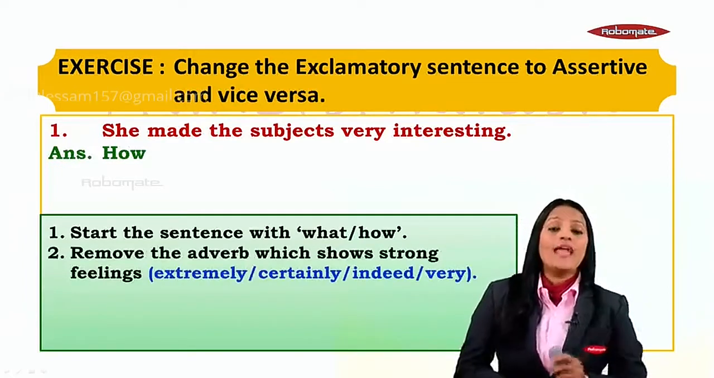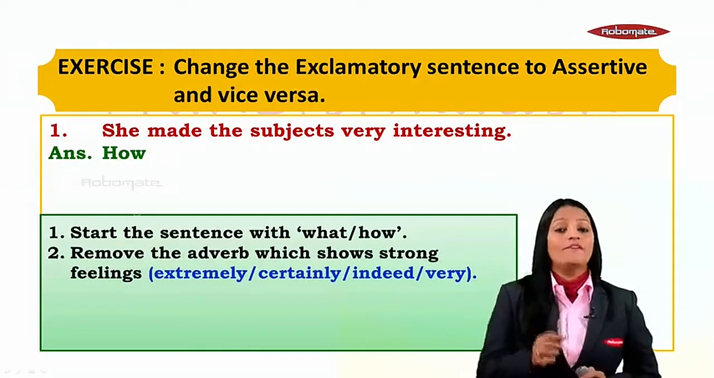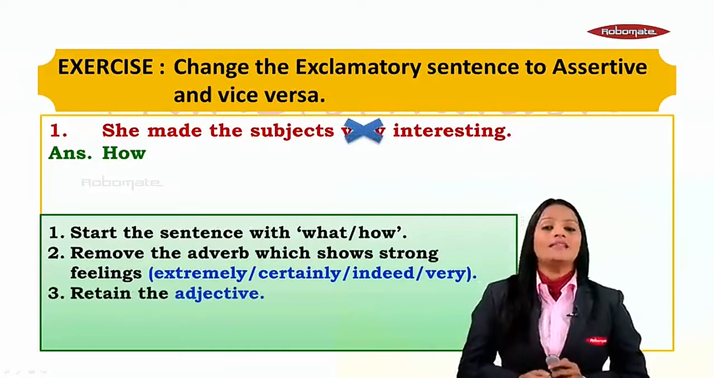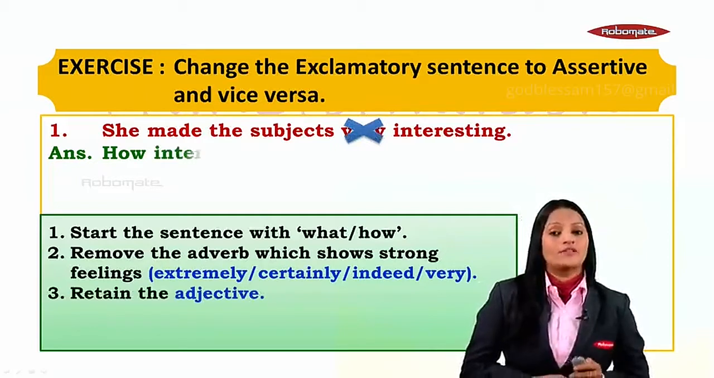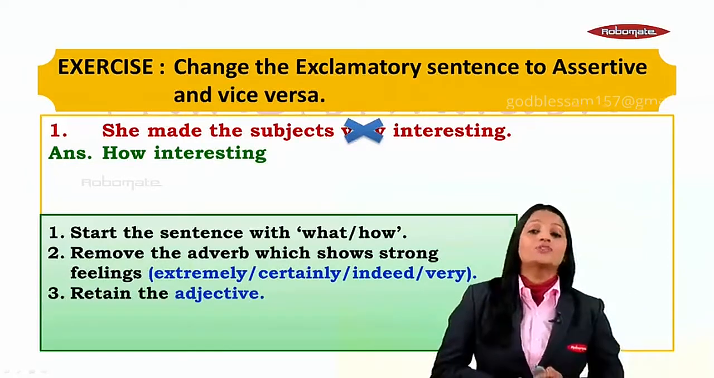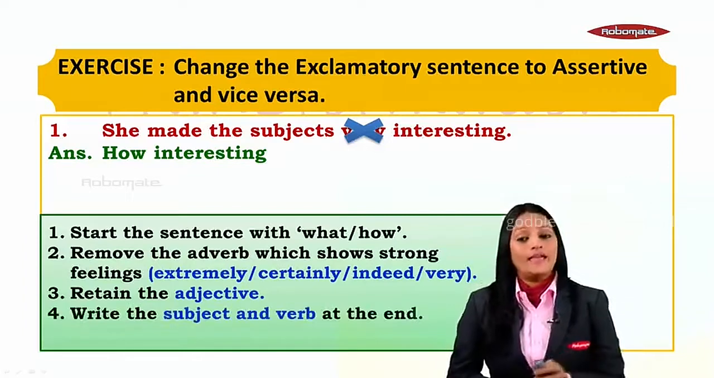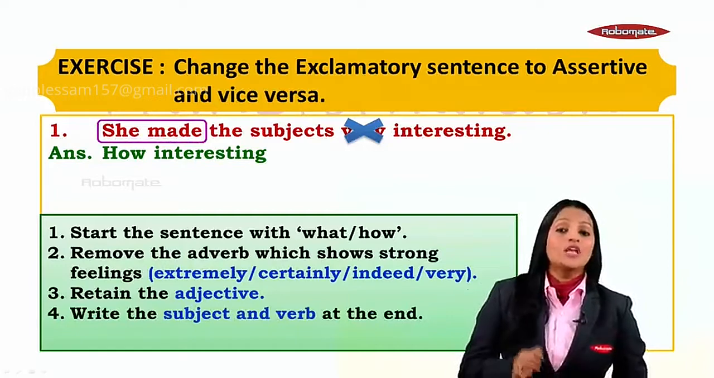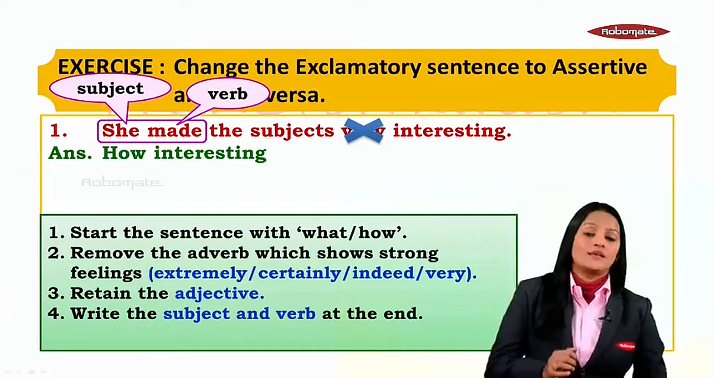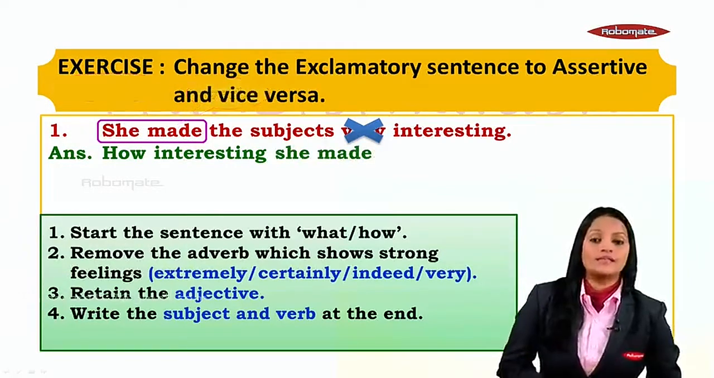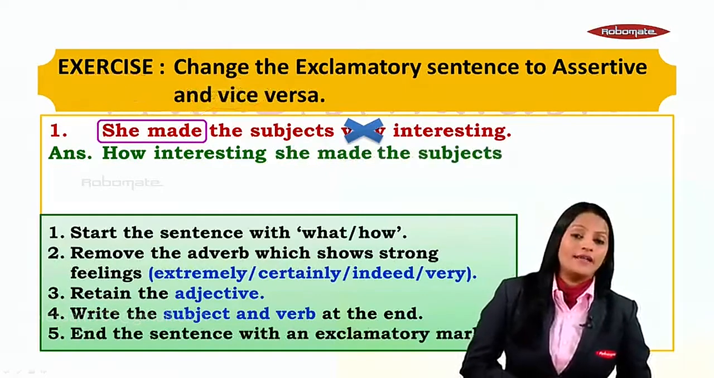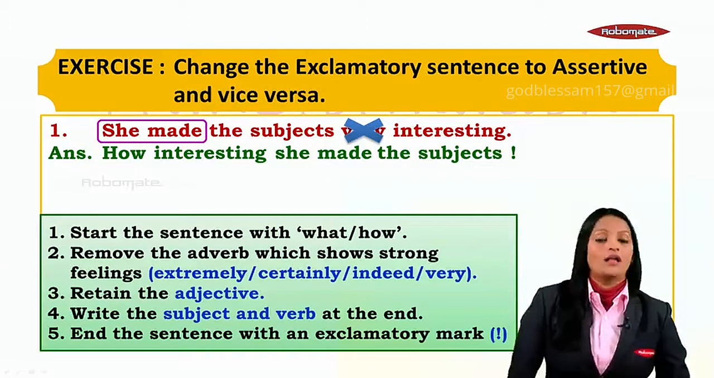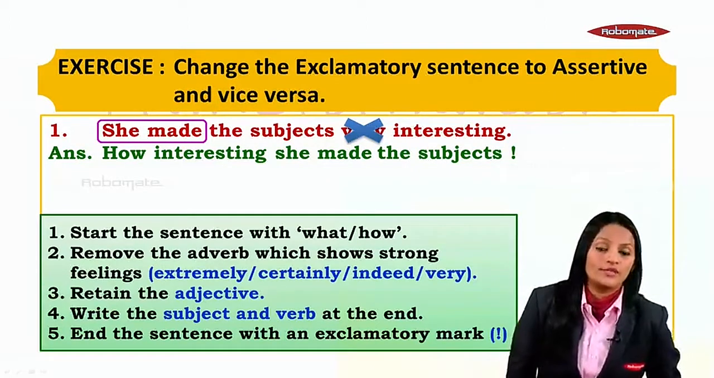Next, remove the adverb which is given in the sentence. "Very interesting." So we remove the "very." Now, retain the adjective. So, "interesting" is the adjective. Bring it down as it is. So, "how interesting." Then we add the subject and the verb at the end. So, "how interesting, she made the subjects." Of course, the subjects will remain as it is to complete the sentence. And finally, what are we going to do? We are going to add the exclamatory mark and complete the punctuation there.